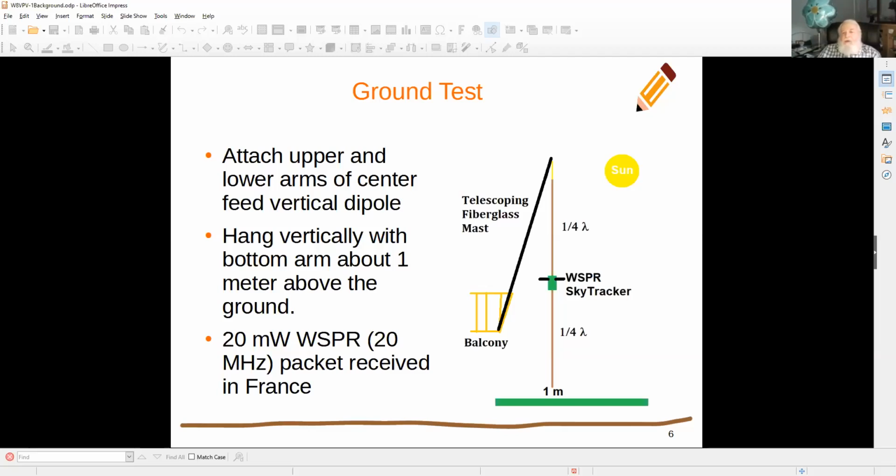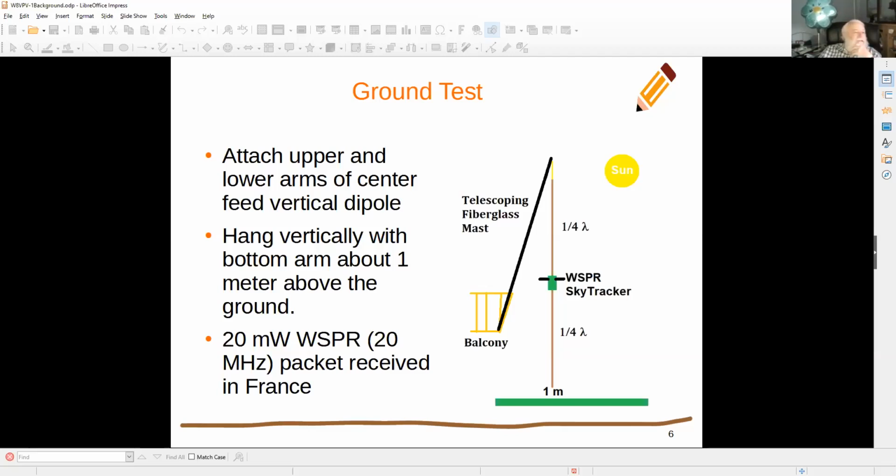Okay, so anyway, we took the system up to the balcony on Mel's house. Mel has a 2-story, or actually more like 2.5 stories in the back of his house, or maybe even 3. And so we went out onto the balcony. Mel had a telescoping fiberglass mast, and we tied our Whisper sky tracker to that. So now it's hanging out there. It's in the sun, in its vertical position. It was dangling about 1 meter, maybe 3 feet, off the ground.